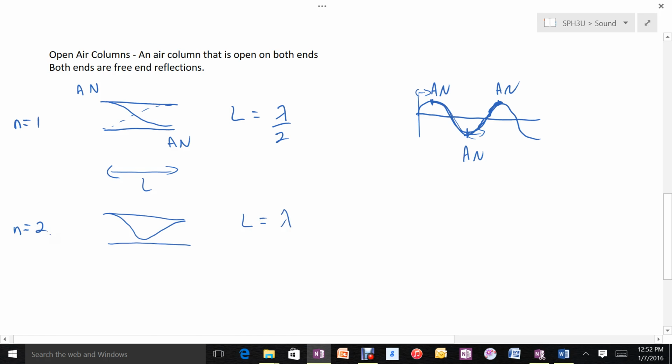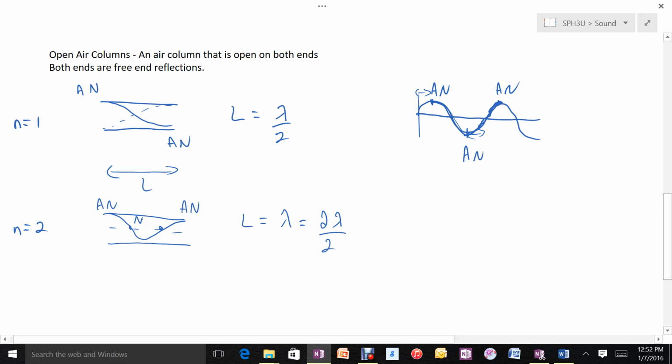First overtone, second harmonic. In this case, again, as I did in a previous video, I'm going to call this 2 lambda over 2 because I know the answer and I'm trying to make it clear what the pattern is going to look like. Go from an antinode to another antinode. Here are my nodes, by the way.